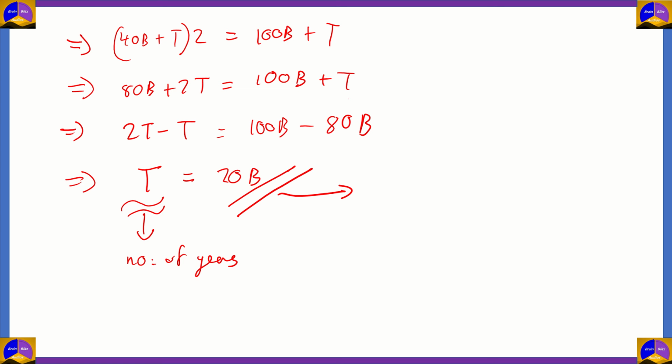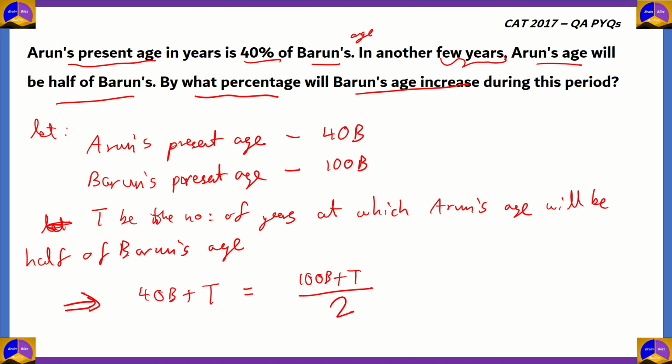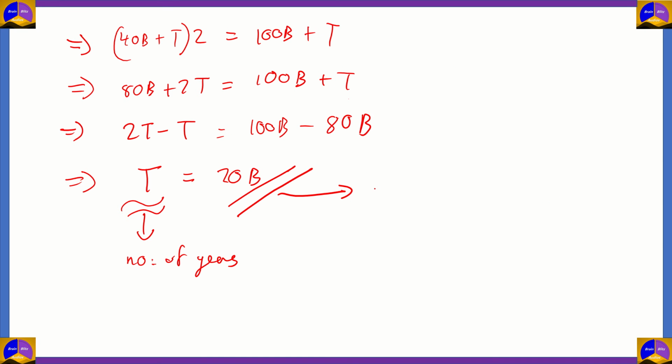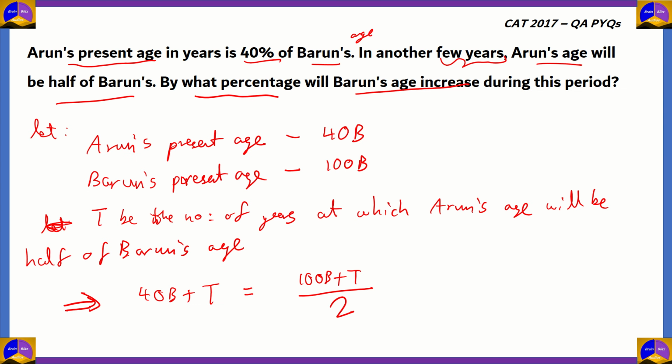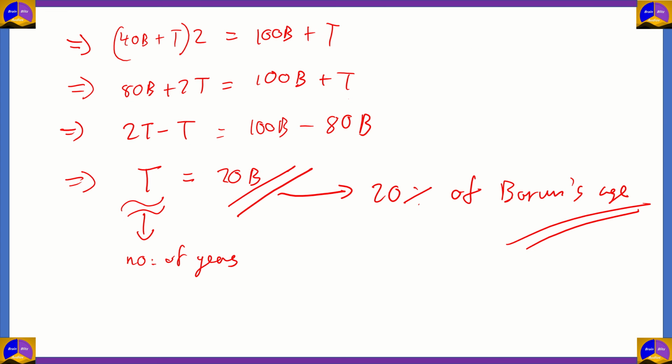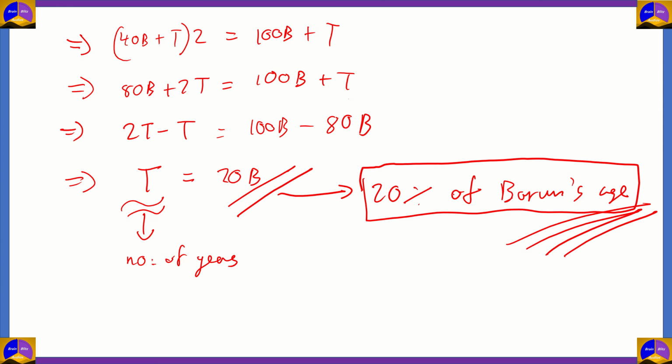20B is 20 times Barun's age. So we considered Barun's present age as 100B, and we considered that as 100 percent. So 20 times B would mean 20% of Barun's age. So if you look at it, in another few years, whatever that few years is also the increase in Barun's age, and we have represented it as 20% of Barun's age. So this particular answer, 20%, is the right answer.